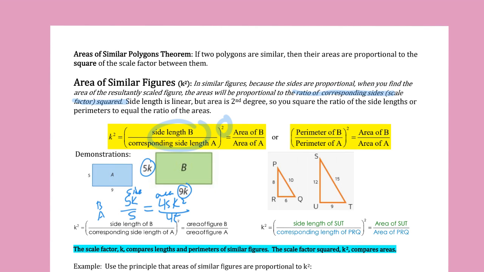Okay, now, how we've written it, you have the ratio of the sides equals the ratio of the areas. That's not true. You take the ratio of the sides, and to set them equal, you've got to square the side ratio. Okay, you got to square the top and the bottom.